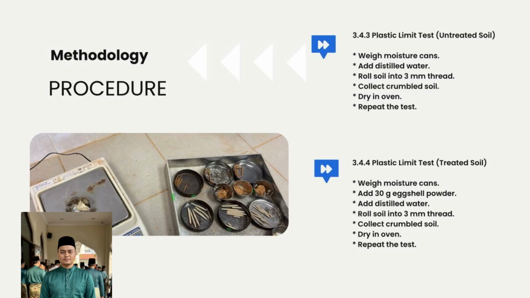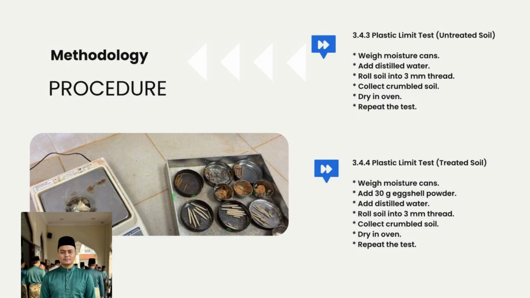Next, we go to the untreated plastic limit test. First, we should weigh the moisture cans. Secondly, add distilled water. Third, roll the soil into a 3 mm thread. Then, collect the crumbled soil. After that, dry it in the oven. And lastly, repeat the procedure for the other sample tests.